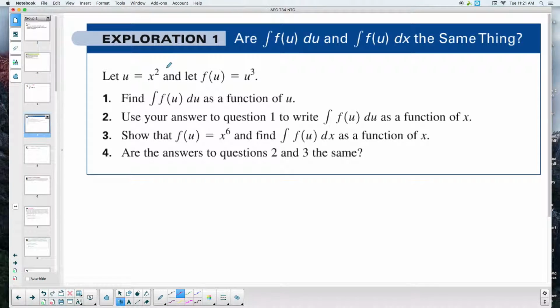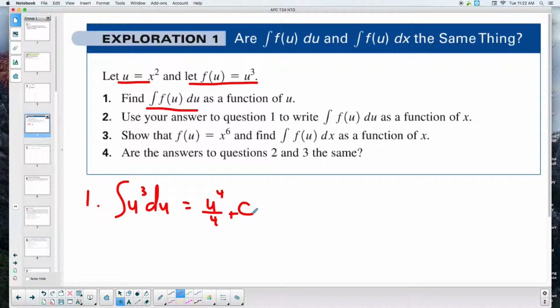Right, so as we go on, let's compare the antiderivative of f of u with respect to u and the antiderivative of f of u with respect to x. We've got two functions here. u is x squared and f of u is u cubed. Do this part, pause, and come back. All right, so the antiderivative of f of u with respect to u would be the antiderivative of u cubed du, power up, divide by 4, plus a constant.